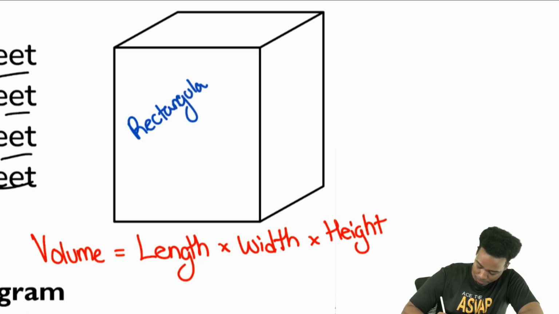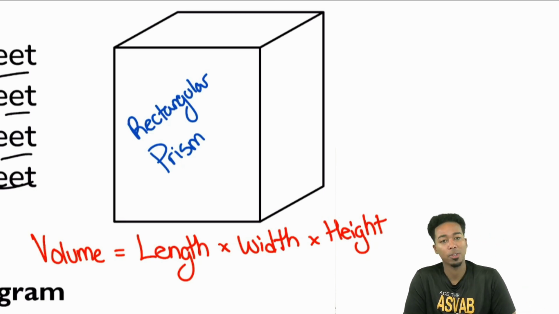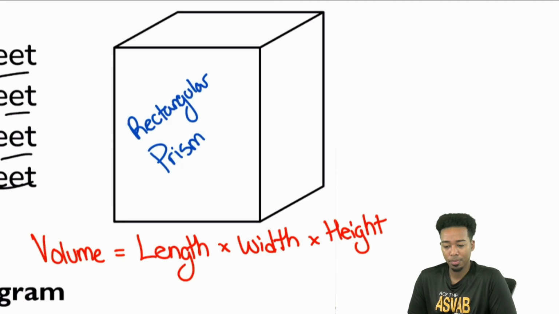Rectangular prism. Again, a box with rectangles as the faces. That's pretty much all that is.